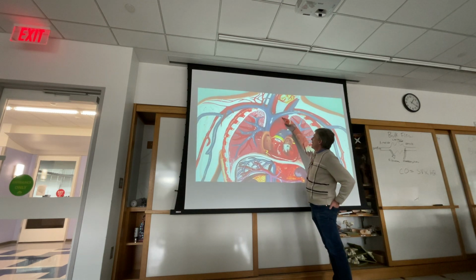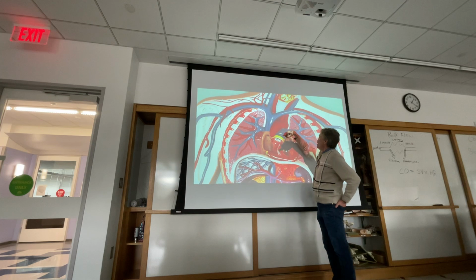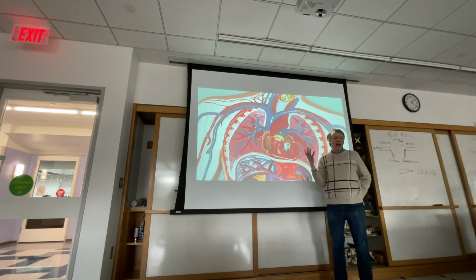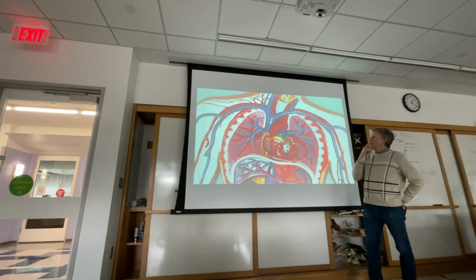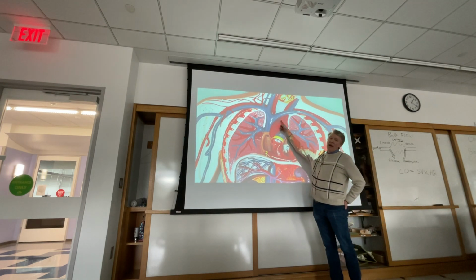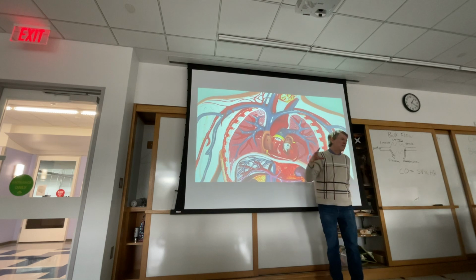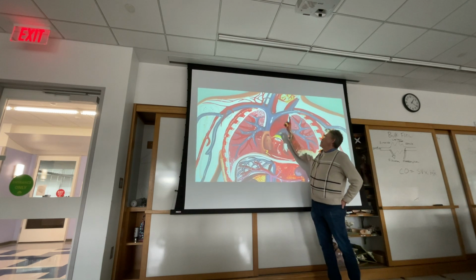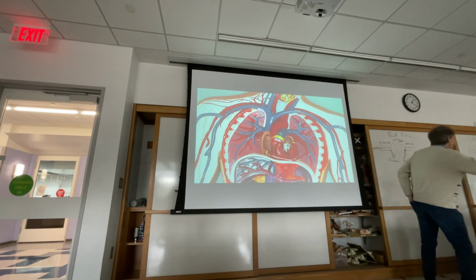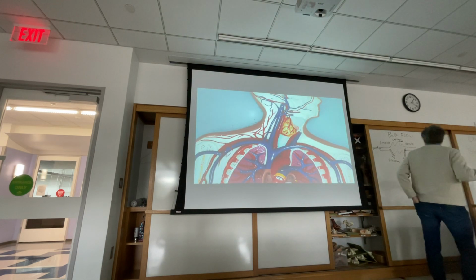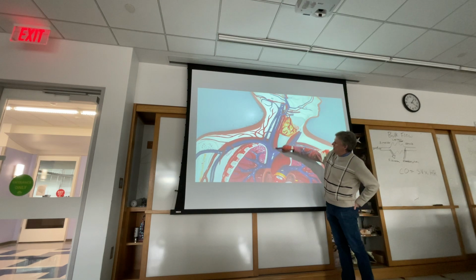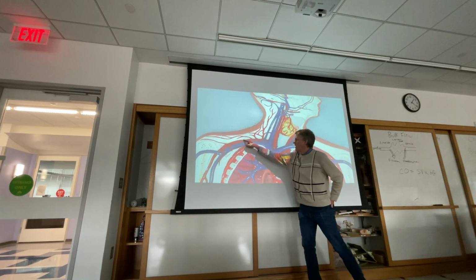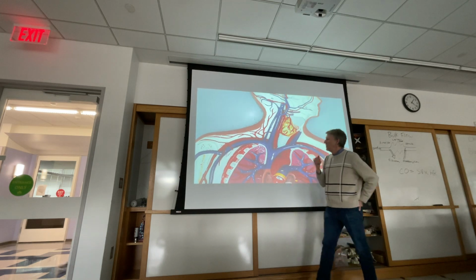Next big branch is the left common carotid artery, and then the third one is the left subclavian artery. There's a little bit of asymmetry here in that the common carotid and the subclavian on the left side come directly off of the arch of the aorta, whereas on the right side, you have this brachiocephalic artery. Then you have the common carotid here, and you have the subclavian going over there, okay?